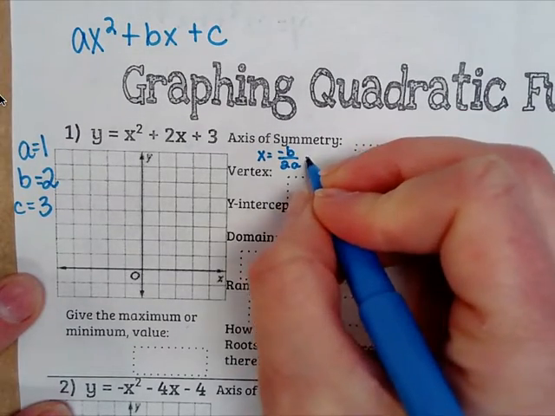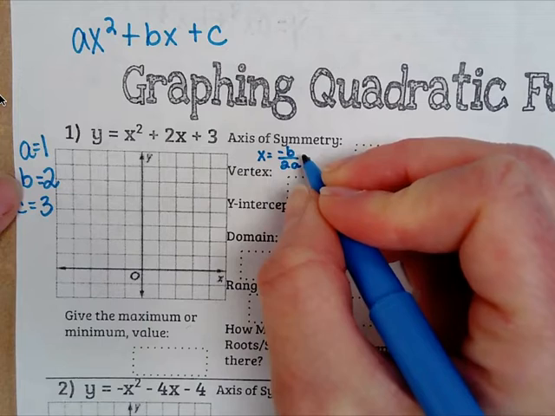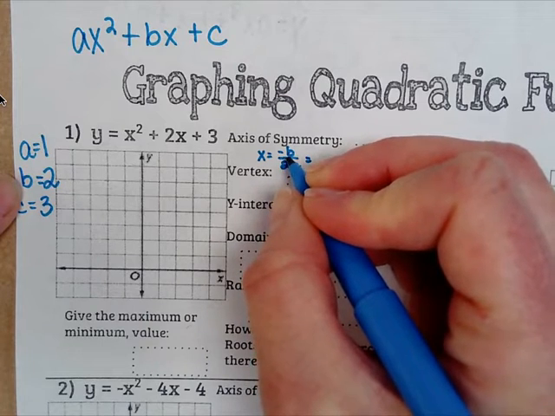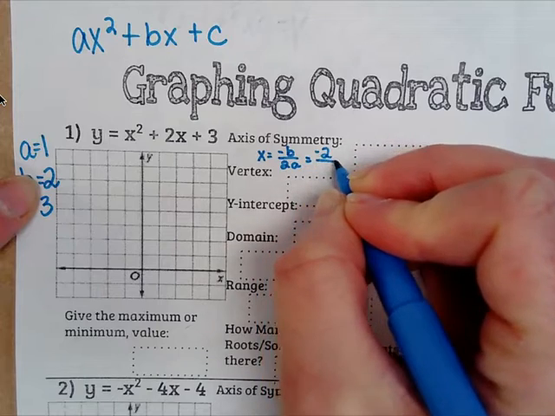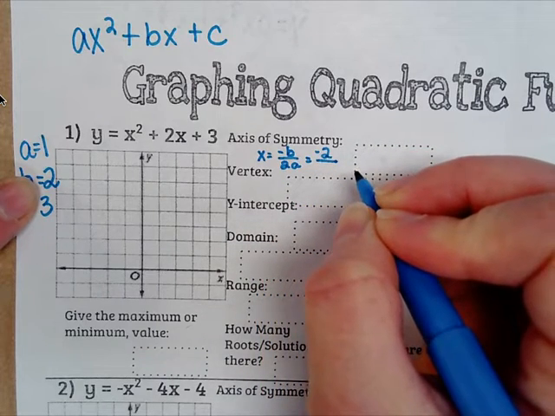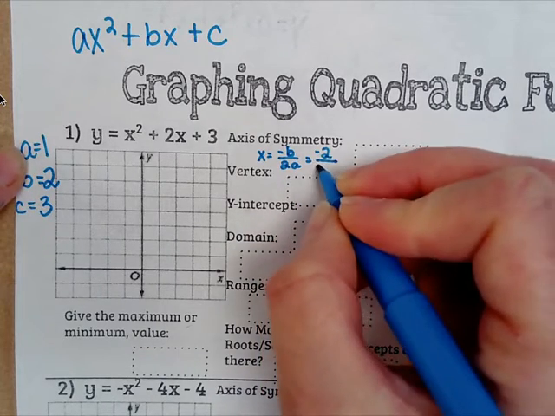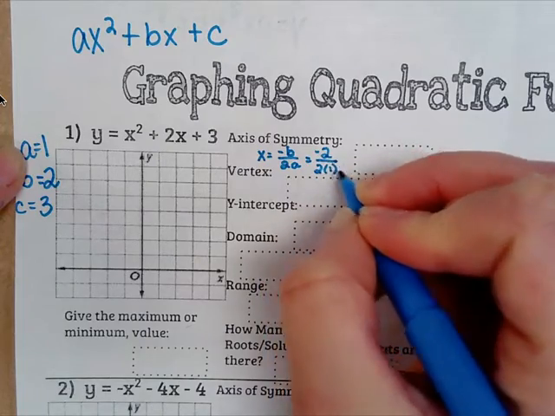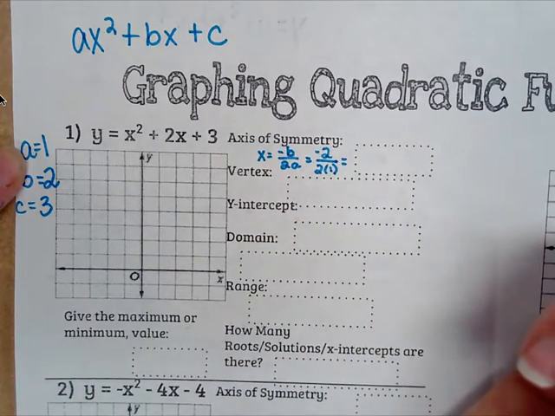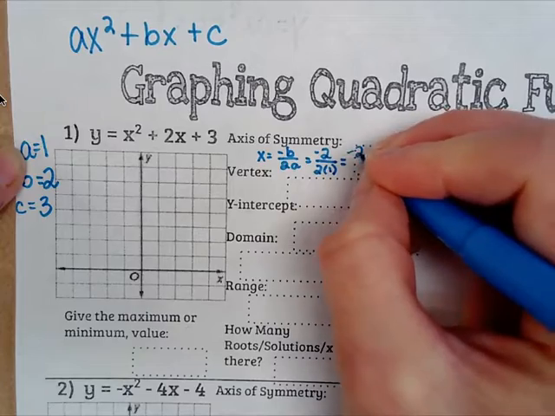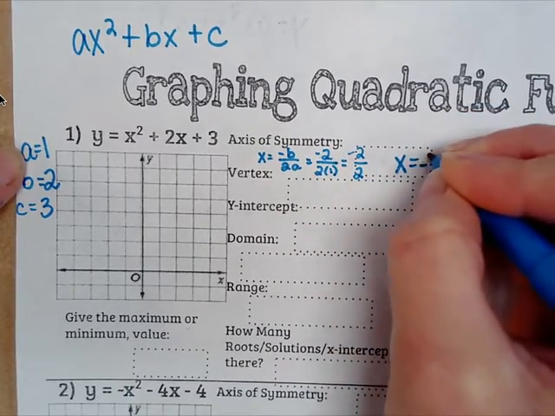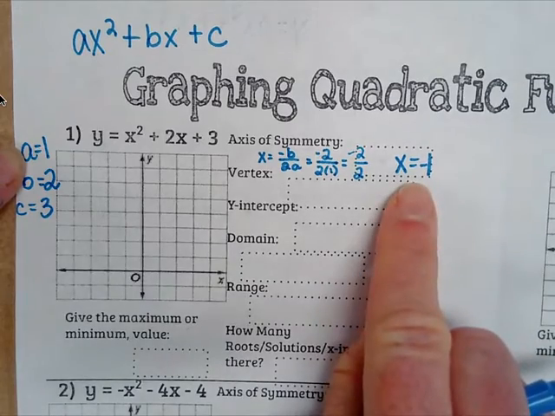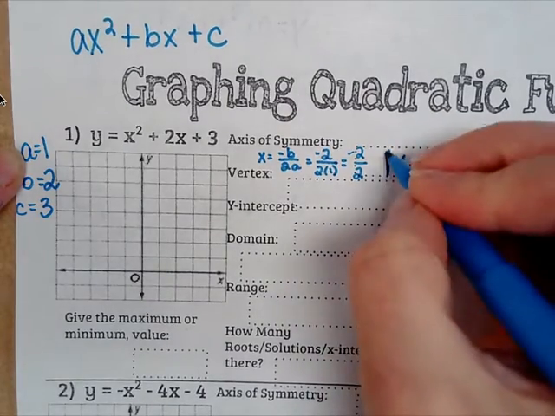So let's plug in b. So it says negative b. So we're going to put a negative 2 over 2 times a. 2 times 1. So we have negative 2 over 2. Yep, x equals negative 1. So go ahead and write that. X equals negative 1 is our axis of symmetry.